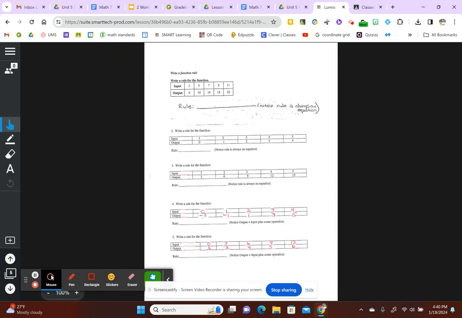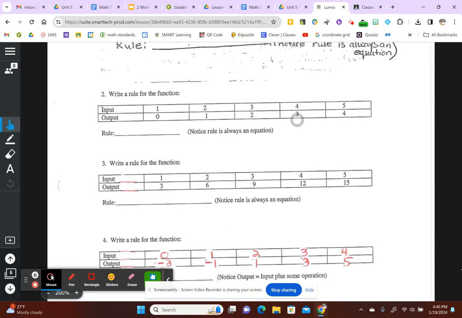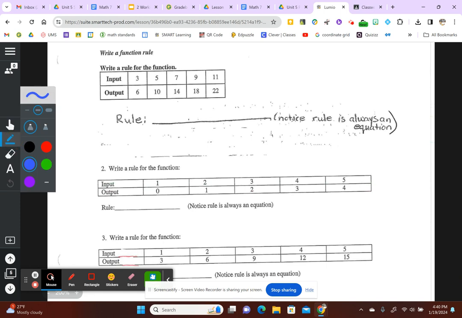Okay. Now we turn the page. And on this page, we're going to try to come up with the rule. So before, we were given the rule and the domain, and you came up with the range. Now you're given the domain and the range, and you come up with the rule. And I'm going to show you how to come up with the rule.